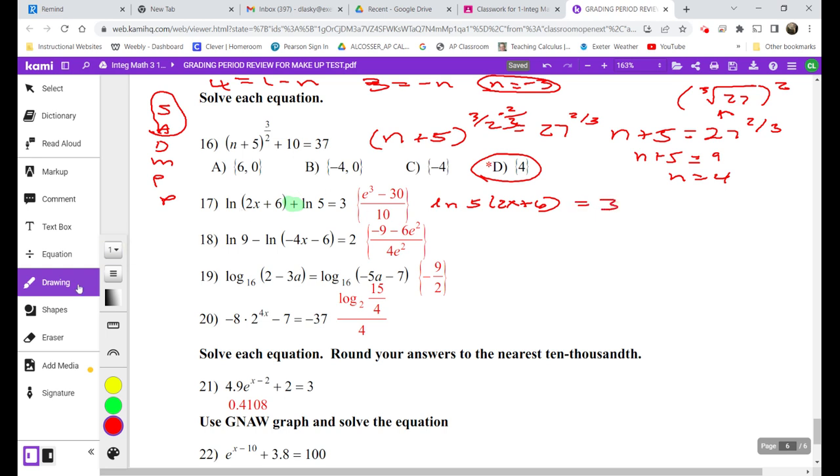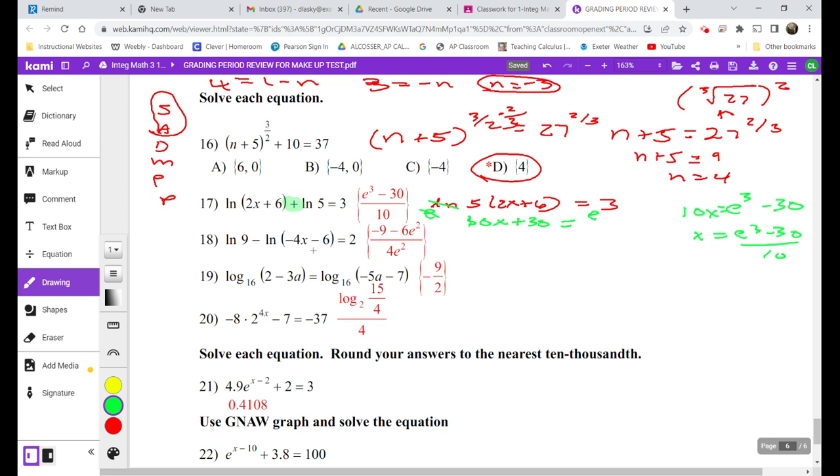What's my inverse operation? My inverse operation of natural log is e. So it's going to be e. And so then these cancel. And then I can distribute this in, and I get 10x plus 30 equals e to the negative 3. And if I move the 30 over, I get 10x equals e to the 3 minus 30. And then I got to divide everything by 10. That's an x. And so x equals e to the third minus 30 over 10. So that's kind of how you tackle those.